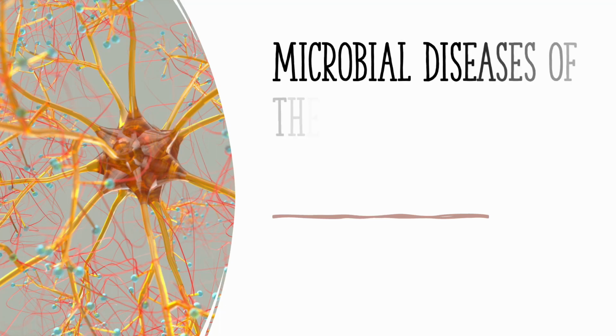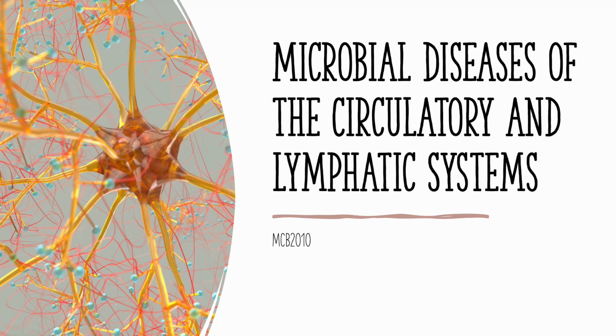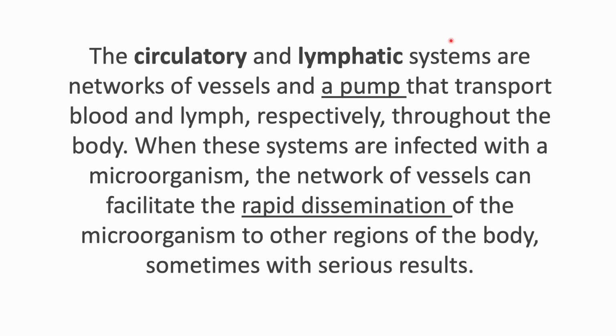This lecture covers some microbial diseases of the circulatory and lymphatic systems. Our circulatory system and lymphatic systems are networks of vessels that are all throughout our body. And then we have this pump, our heart, that transports blood and lymph throughout the body and helps the movement of those systems. So you can see whenever these systems become infected with a microorganism, they're suddenly given a fast-track ticket to go nearly anywhere in our body.